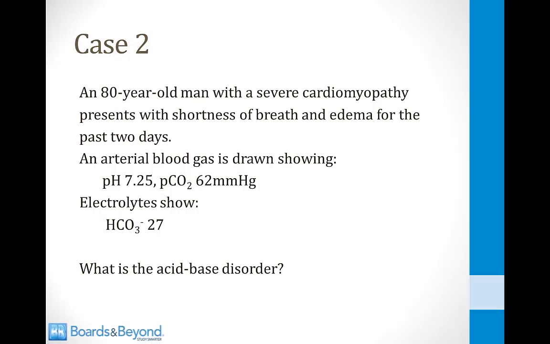Case 2 is an 80-year-old man with a severe cardiomyopathy who presents with shortness of breath and edema for 2 days. An arterial blood gas is drawn showing a pH of 7.25 and a PCO2 of 62. Electrolytes show a bicarb of 27, and the question asks, what is the acid-base disorder?